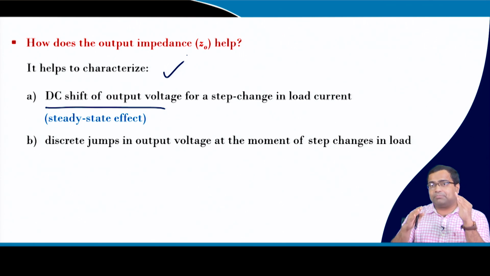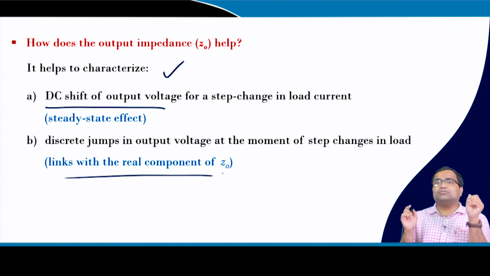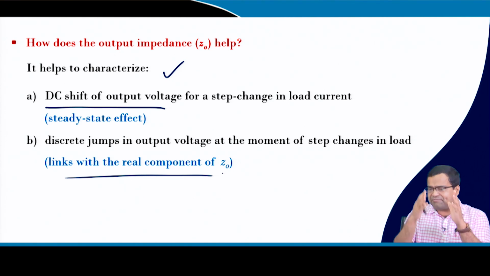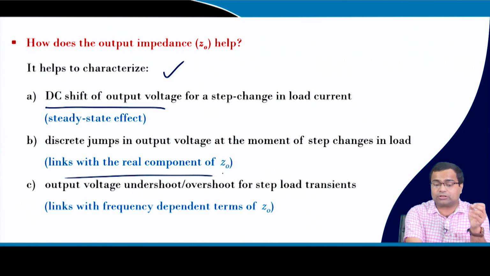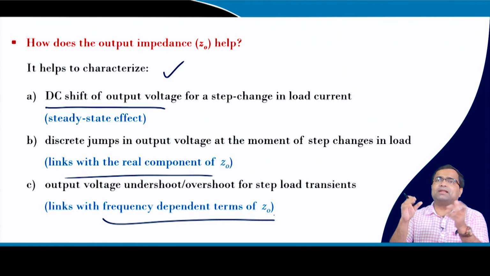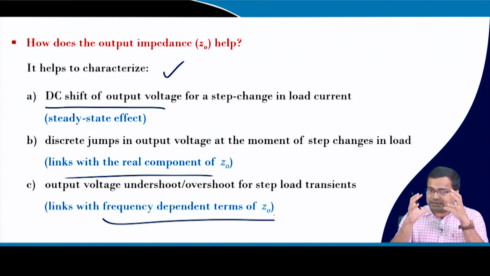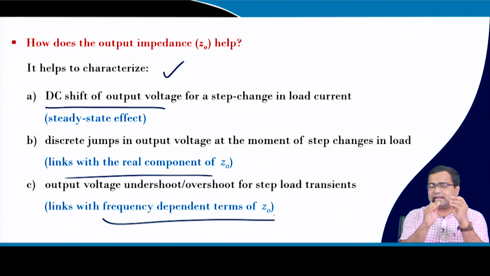So this is a steady state effect. Then if there is a discrete, very high frequency jump, we can also predict the real component of Z0 which causes it. Undershoot and overshoot can be predicted by the AC component, the frequency dependent term. If we can get the model of the output impedance, then for an open loop converter, for example, we can predict very accurately the transient response when you apply a load step. Without going into test and validation, you can say that if I apply a 10 ampere load step, my undershoot is this, which is not acceptable.